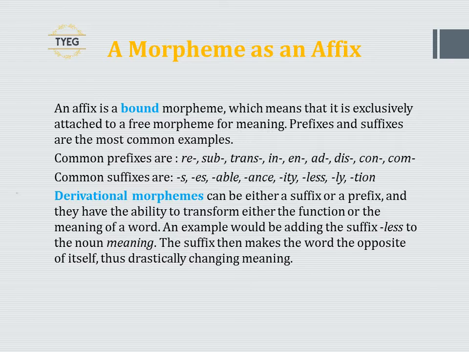Derivational morphemes can be either a suffix or a prefix, and they have the ability to transform either the function or the meaning of a word. An example would be adding the suffix less to the noun meaning. The suffix then makes the word the opposite of itself, thus drastically changing meaning.